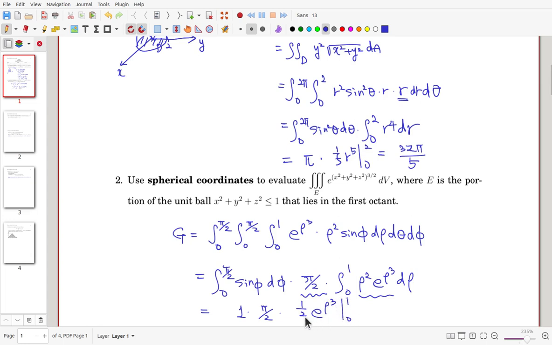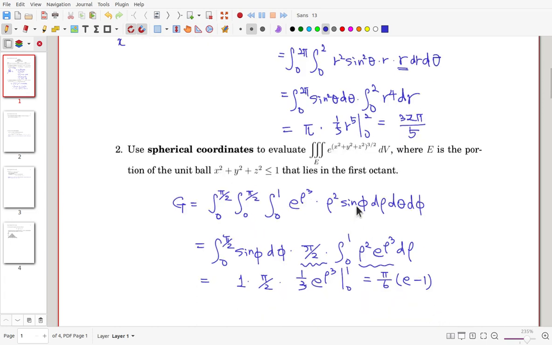If you take a derivative, then okay, 1/3, not 2. The derivative of this one will be 3 rho squared, so we need 1/3 to match. So now the coefficient is pi over 6, and once rho is 1, the value is e, and when rho is 0, then that is 1. So that we have this result.